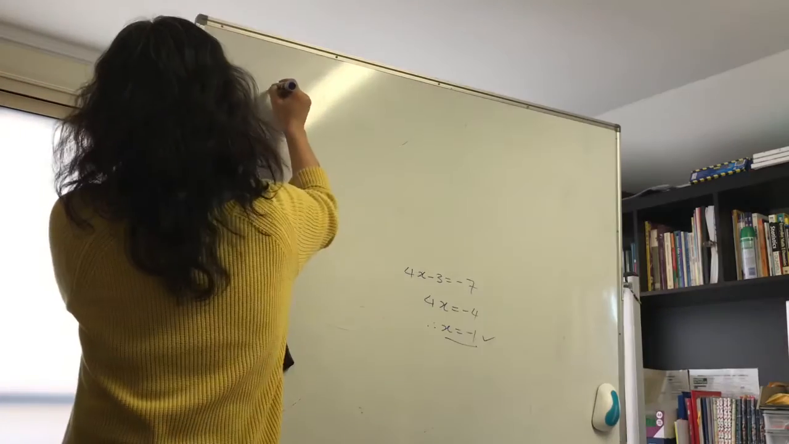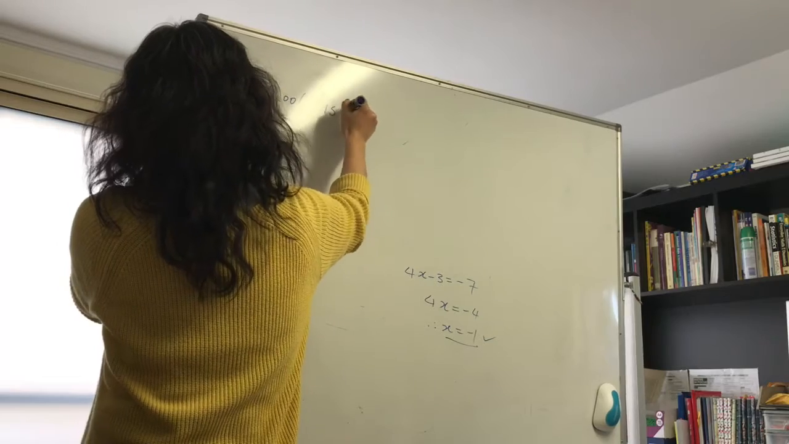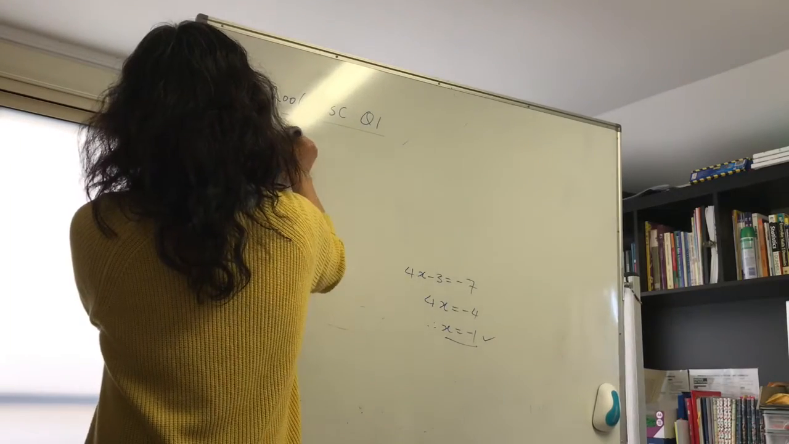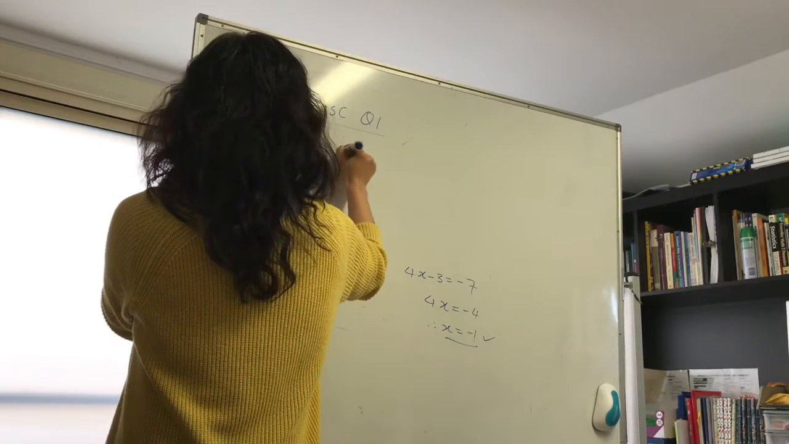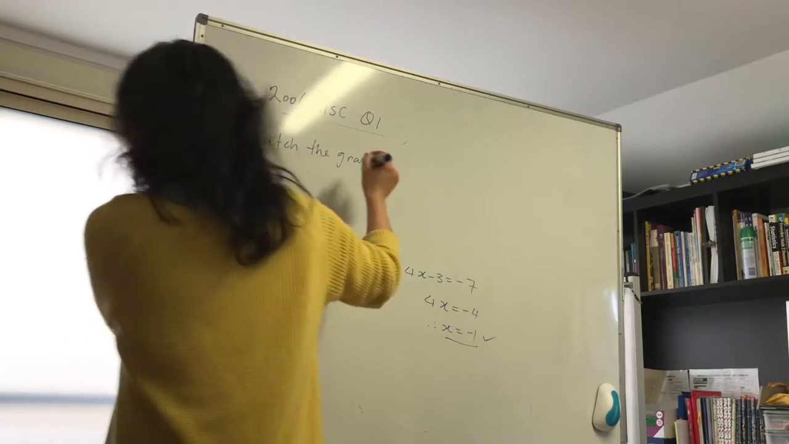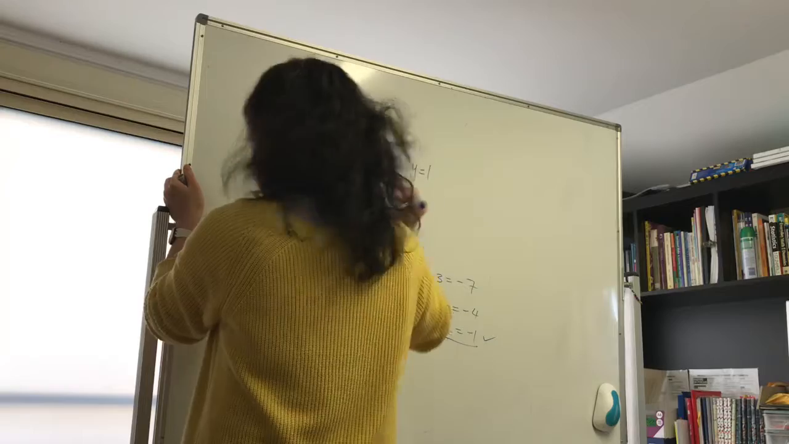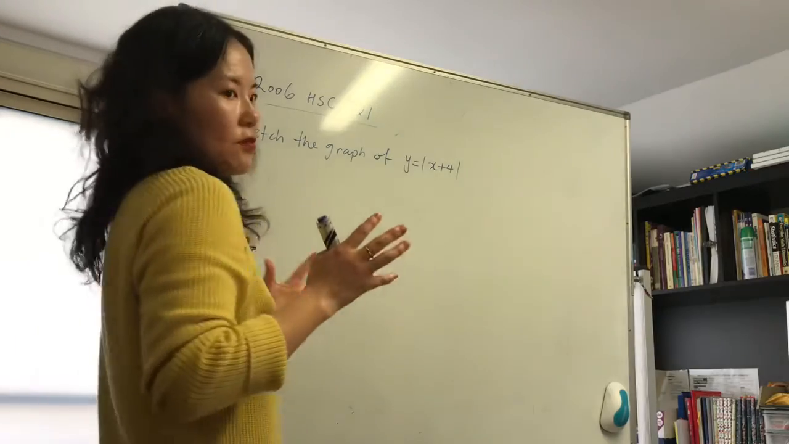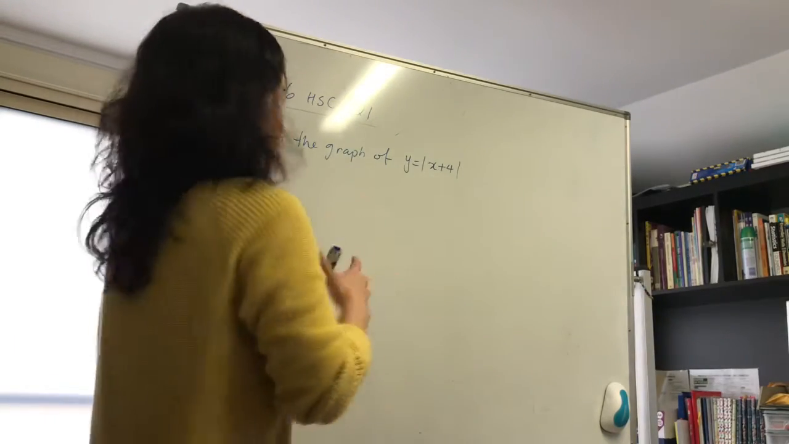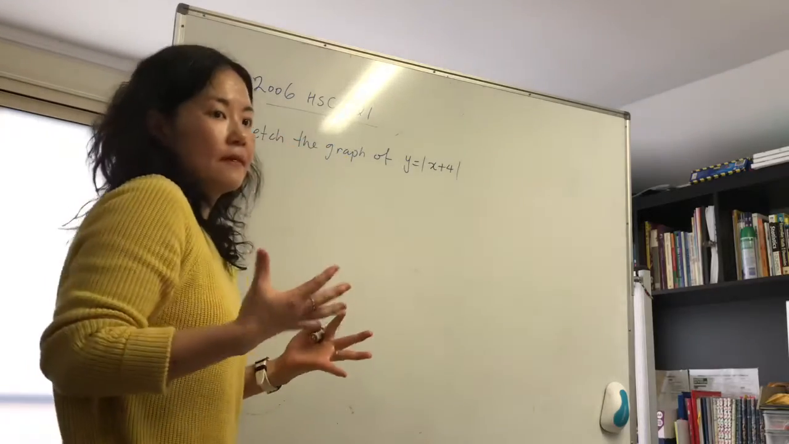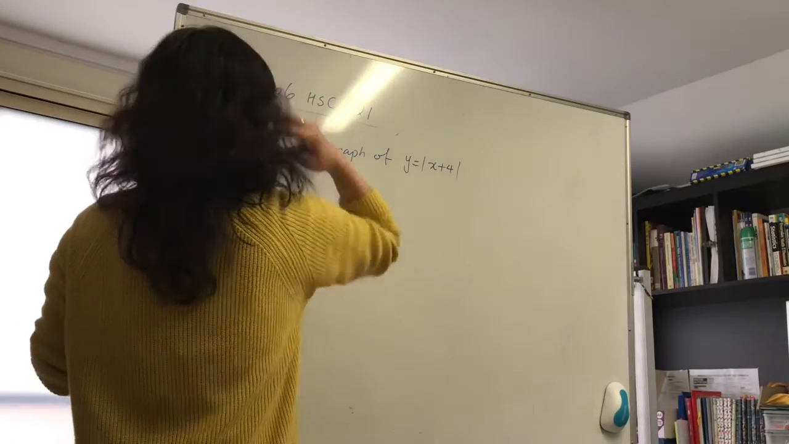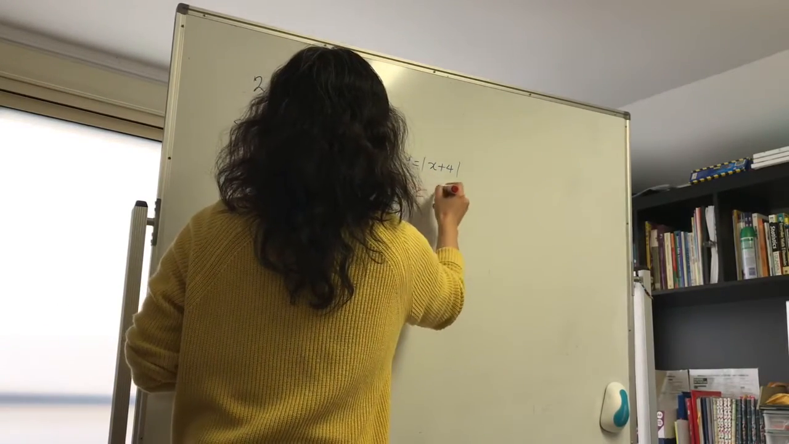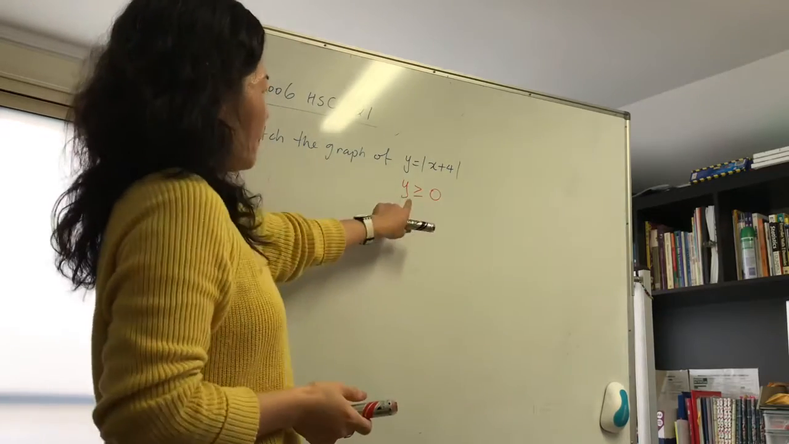Alright, next question. 2006 HSC question 1. Now this one says sketch the graph, absolute value, so of y equals x plus 4. Alright, absolute value graph is a V shape. Why? Because everything has to be positive, isn't it? So, before we do this, let's have a look. I put that in there for a reason.